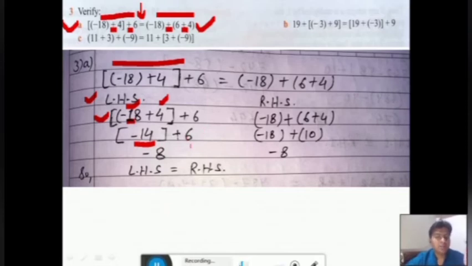Now minus 14 plus 6, what will it result? Here also we will see the signs, here minus sign and here plus sign. So minus and plus, we have to subtract the numbers. So 14 minus 6 will result 8. And now 8, what is the sign? The sign is minus. Why minus sign? Because of the sign of the bigger number. So what answer we got? Minus 8 from the left hand side.